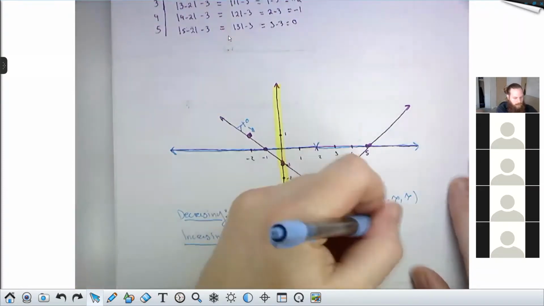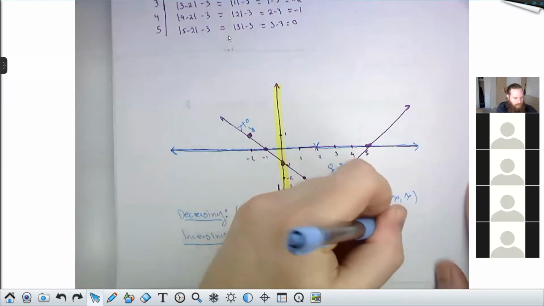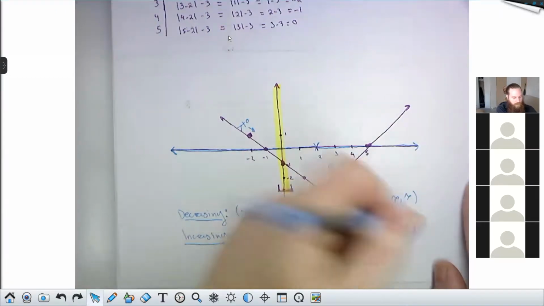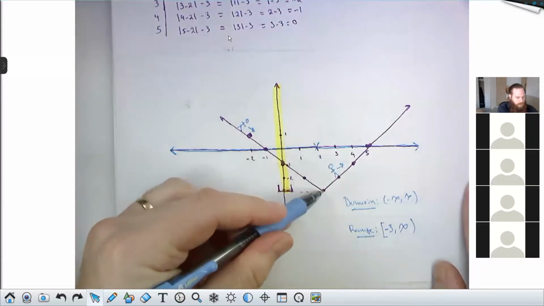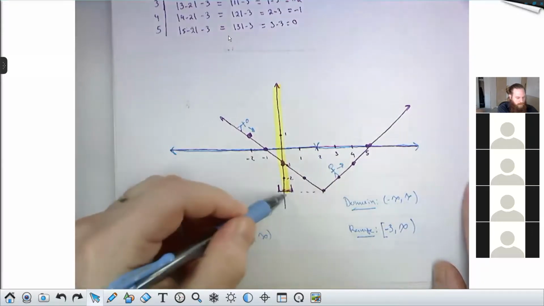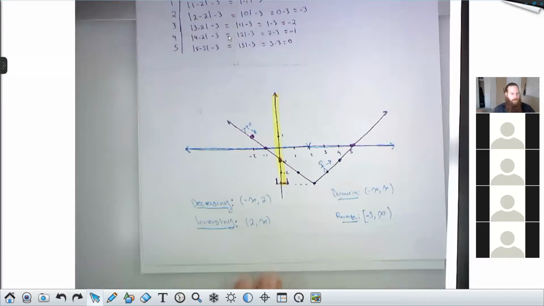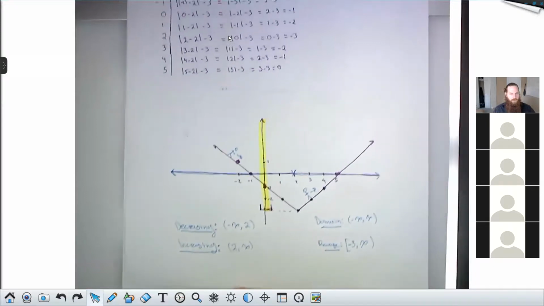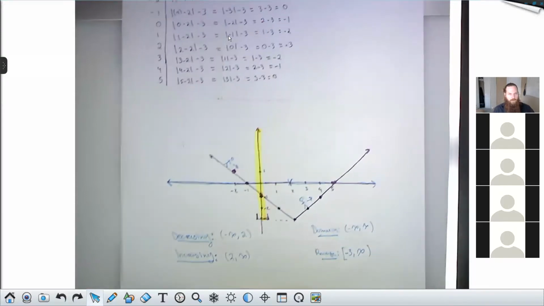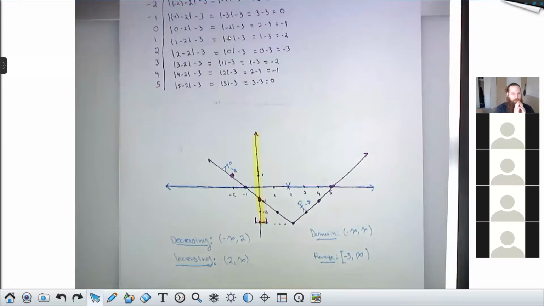So the range would be the close bracket -3 to infinity, right? Because the smallest y value on the graph right here is -3. And we do hit that y value. Okay. Questions about how we got this graph or how we answered these questions of increasing, decreasing, domain, and range?